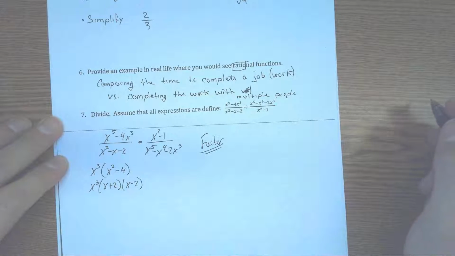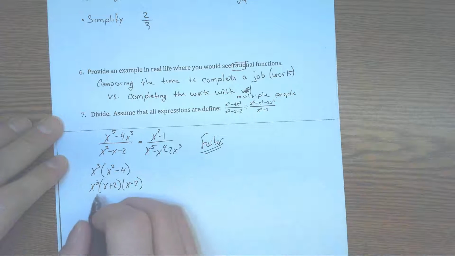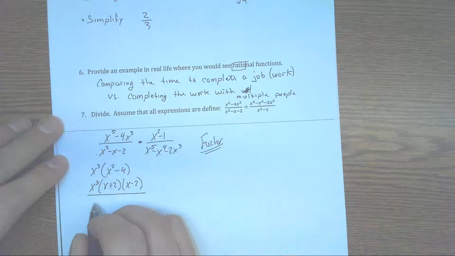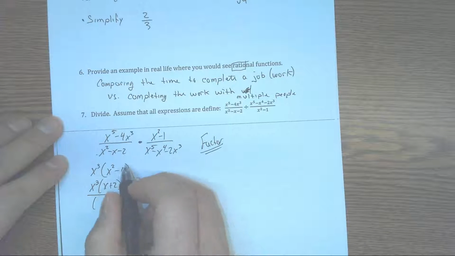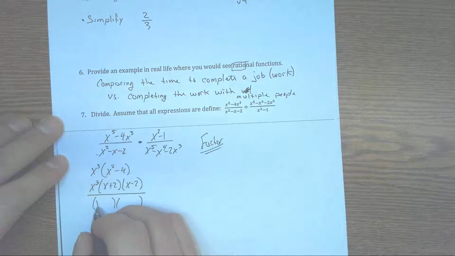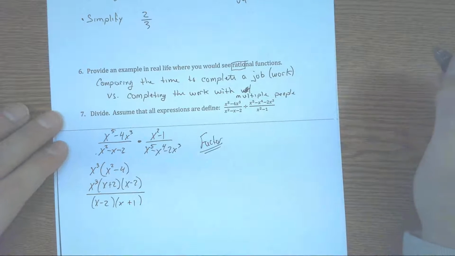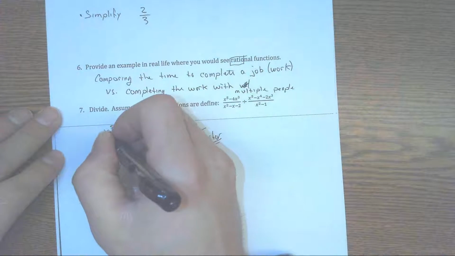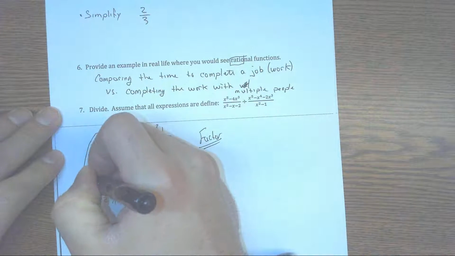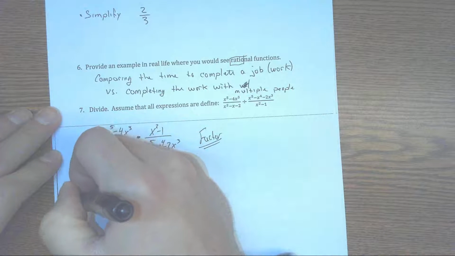Alright. That's all going to be over. Factor this. Factors of 2 that subtract to give me a 1. x minus 2, x plus 1. Right? So this became that. This became that.